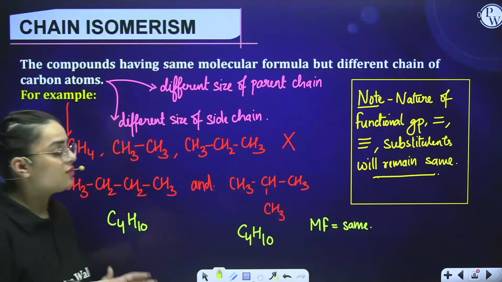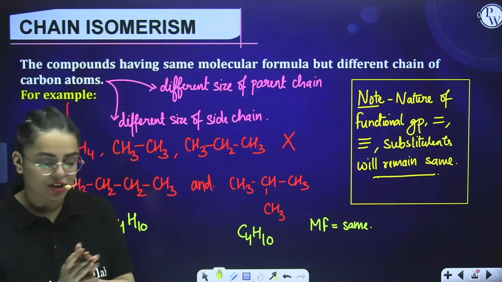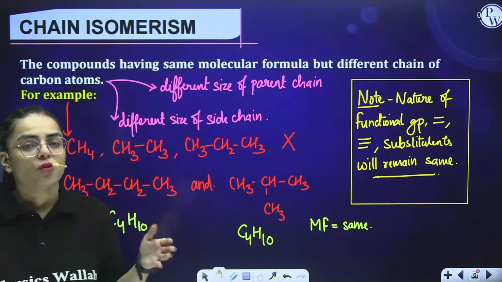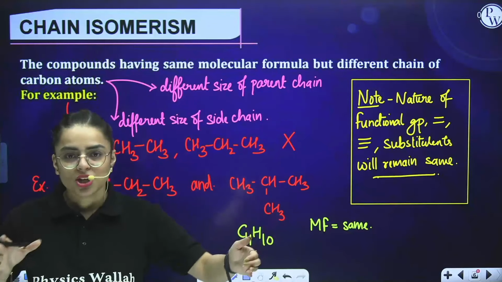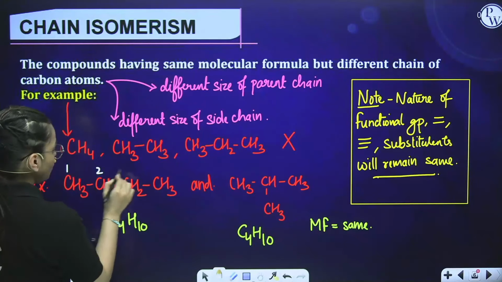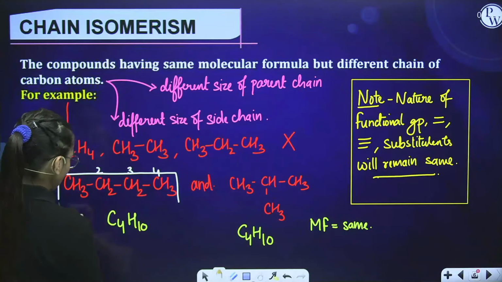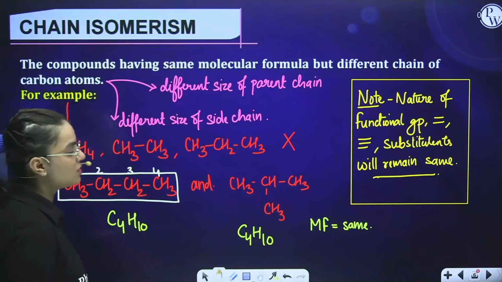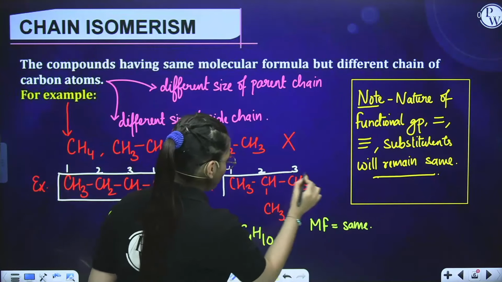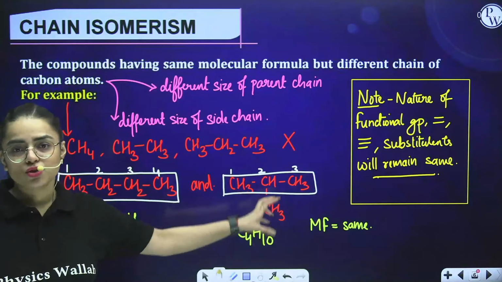Now, to check whether they are chain isomers of each other or not, first of all we need to identify the parent chain. We know that the longest parent chain is observed for the maximum number of carbon atoms. So if I say here 1, 2, 3, 4, my parent chain is of 4 carbon atoms, students, right? In this case, 1, 2, 3, here my parent chain is of 3 carbon atoms, and CH3 is the extra group which is attached over the second carbon atom.